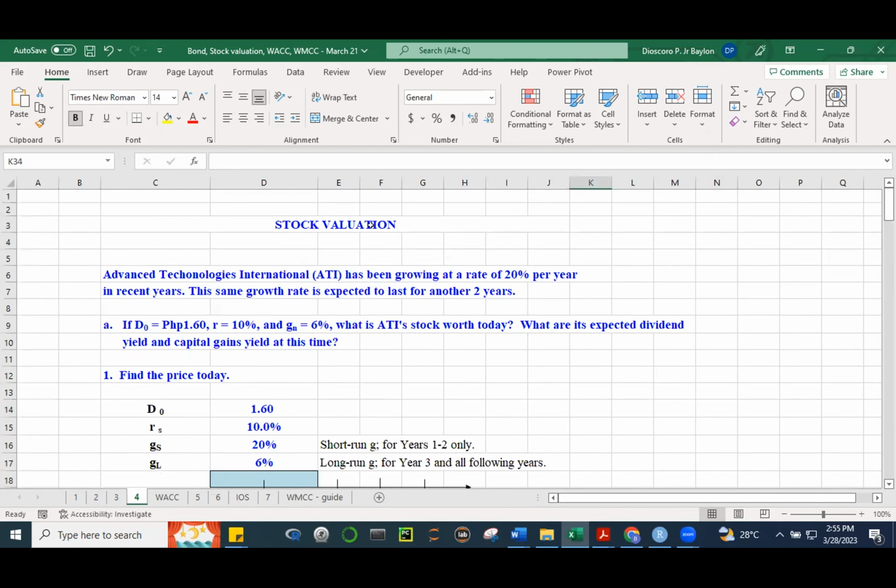Okay, stock valuation. So you have this company, ATI. It has been growing at a rate of 20% per year in the recent years. Now, this growth rate is expected to last for another 2 years. That's big, right? 20%. Okay, so you're given that the dividend now is 60. The required return is 10%.